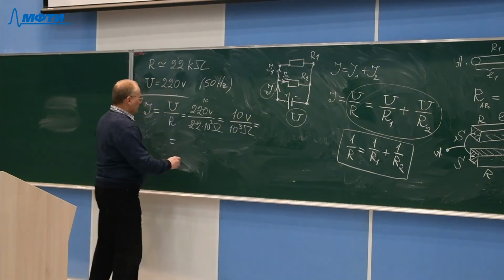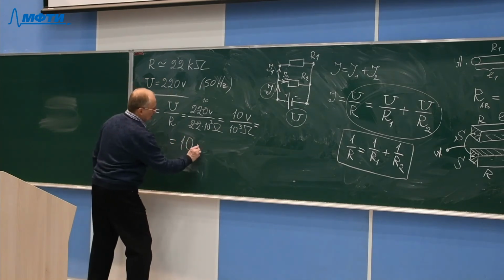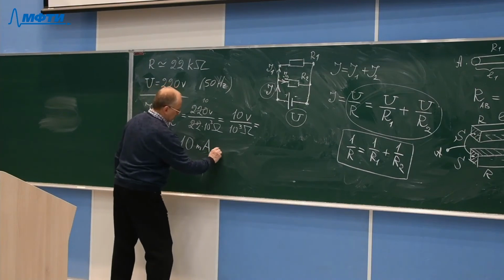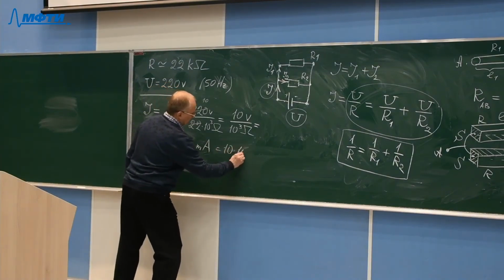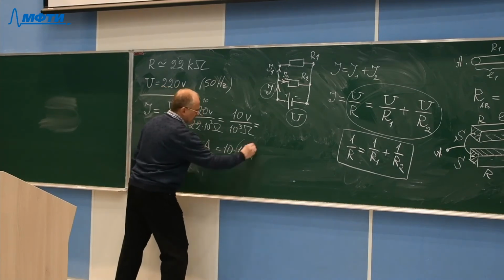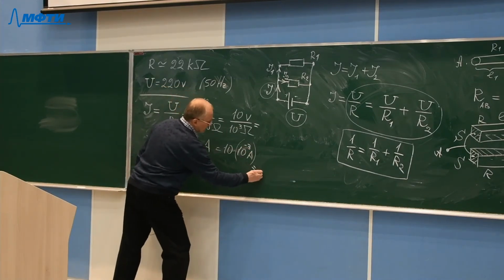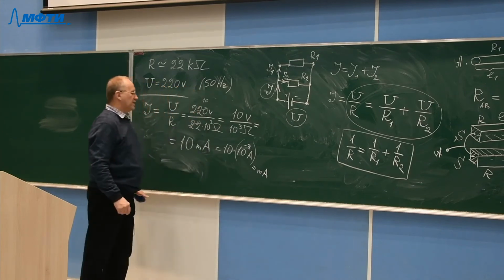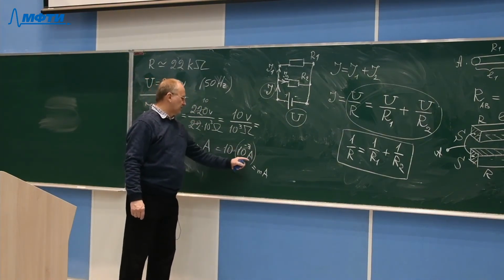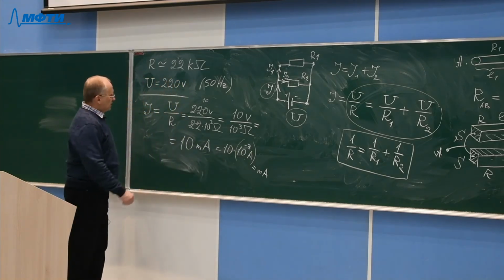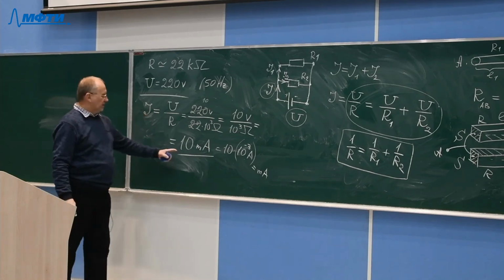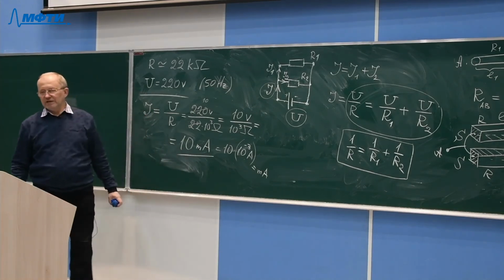So here we will have 10 milliamperes. Milli means 10 to the power of minus 3 amperes. That is what we call a milliampere. A milliampere is a 1000th part of an ampere. So the electric current which will flow through the body of this person will be equal to 10 milliamperes.